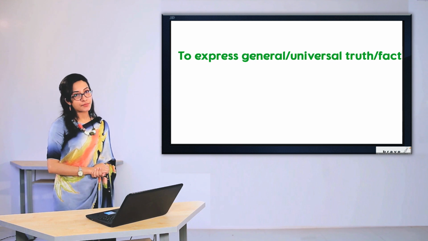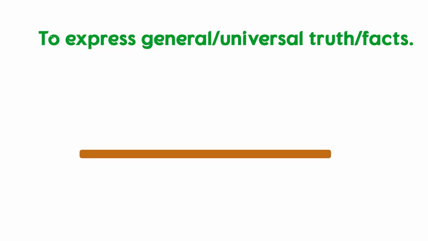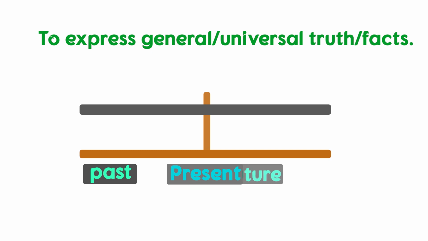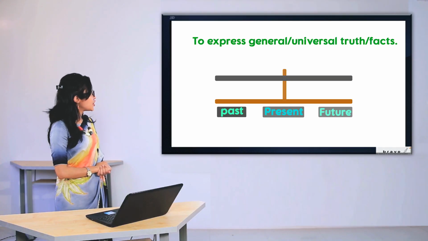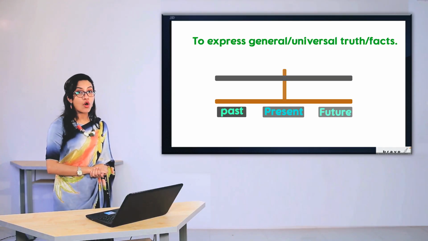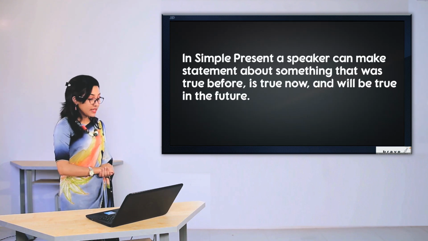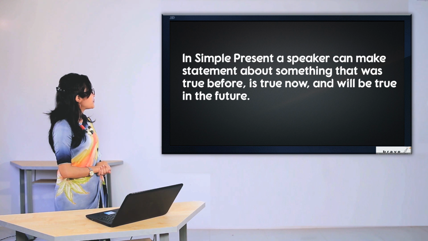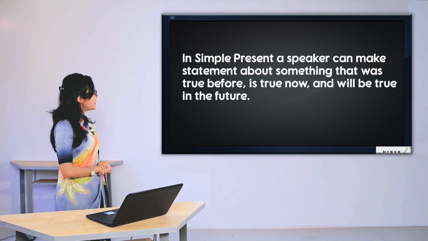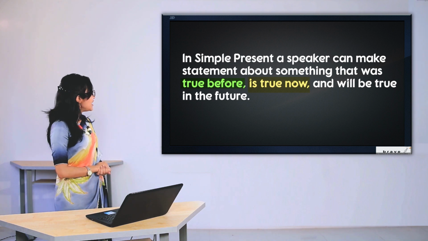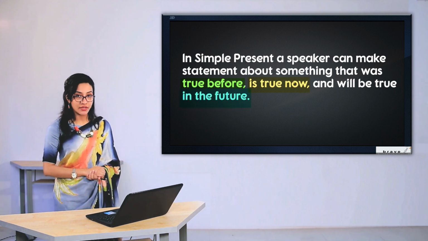Now let's look at this picture. We can see that there is a static line given here and the event has been continuous and it is general. So to express general or universal truth or fact, we use simple present tense. In simple present, a speaker can make statements about something that was true before, is true now, and will be true in the future as well.